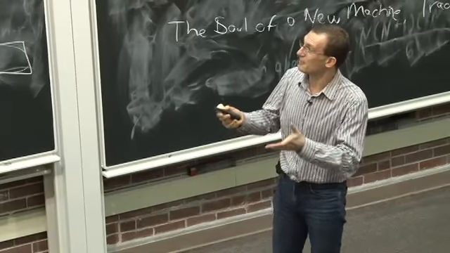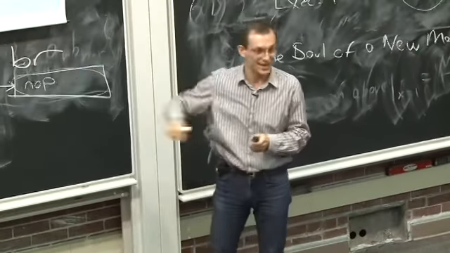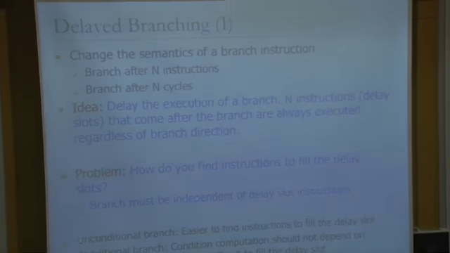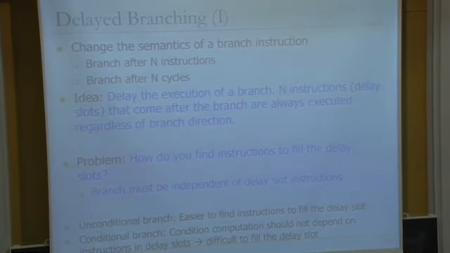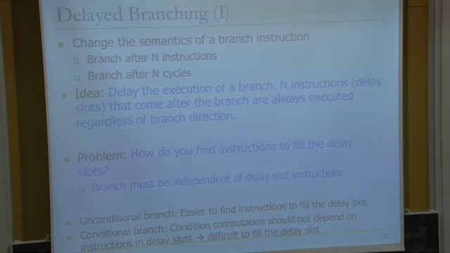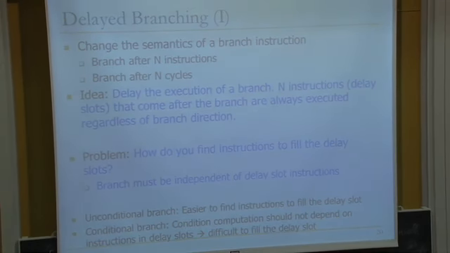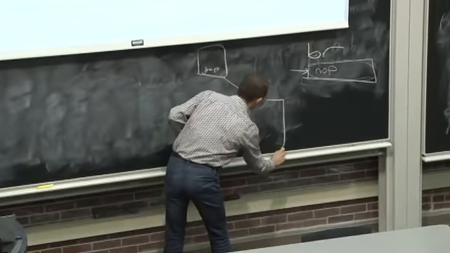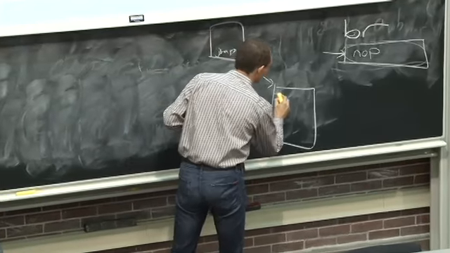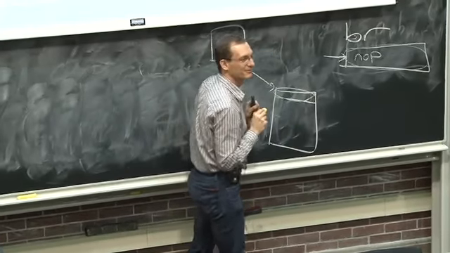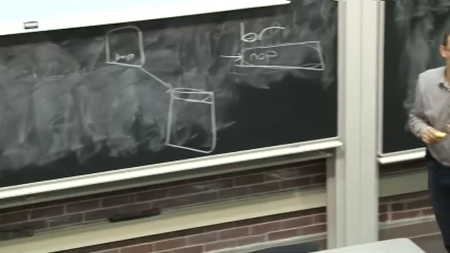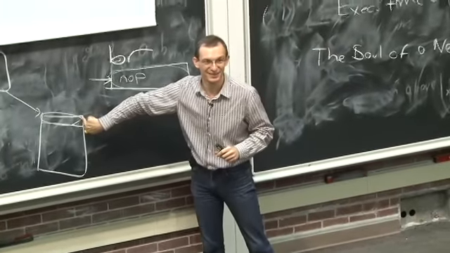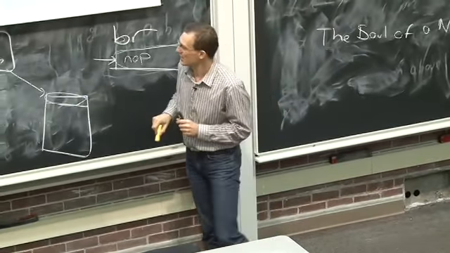Okay. Well, the problem is, of course, how do you find instructions to fill this delay slot? The branch must be independent of the delay slot instruction, right? Well, if this is an unconditional branch, then it's easy to find instructions to fill the delay slot, right? Because you're jumping to some location later on. Let's say you have a jump here, and this jumps to some code block here. Basically, you can put this instruction in the delay slot, right? So you don't have a problem, because this is going to be executed anyway, regardless of whether or not the branch is executed.